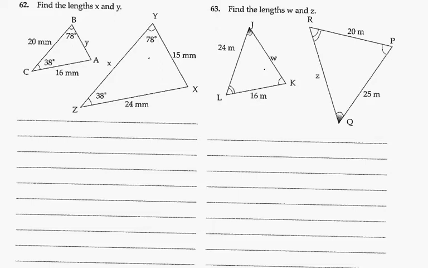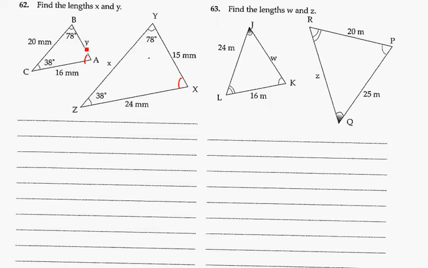Right, page 169, question number 62, similar triangles. We're dealing with similar triangles. Now I can see that these two are similar. They have two angles the same, and therefore this angle will be 180 minus those two, and so will that one. So in fact all three angles are the same. So these two are similar triangles.